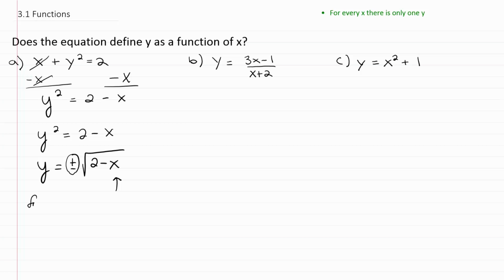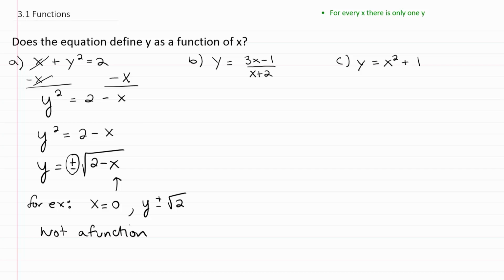So for example, if I let x be equal to 0, then for y, I end up with the answer plus or minus the square root of 2. And this means there are 2 answers for the one x value, and that's not allowed in a function. So basically in A, we would say it's not a function. You cannot have a function where a single x value produces 2 different y values.